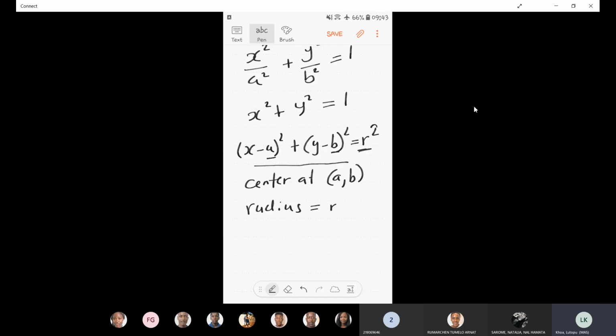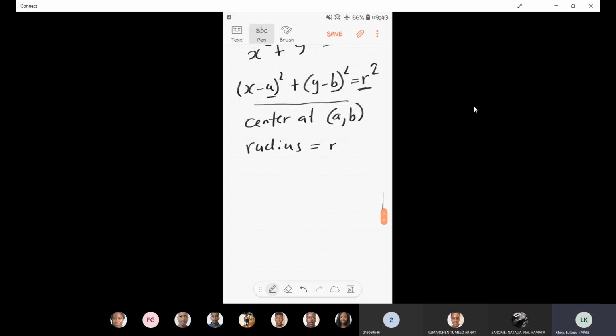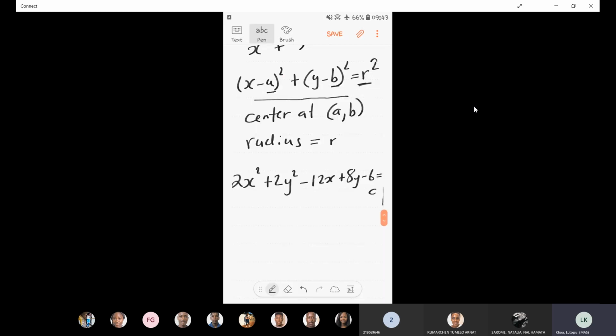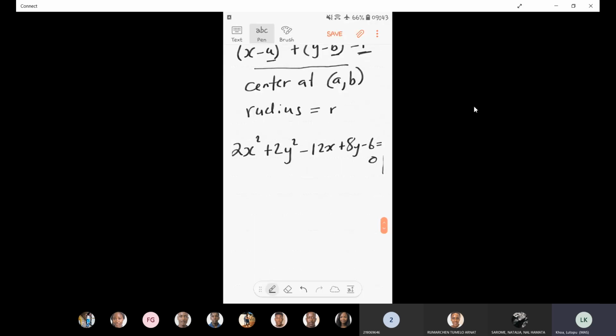Okay, look at an example. We have 2x squared plus 2y squared minus 12x plus 8y minus 6 is equal to 0. Now here, what you will have to do to write it in standard form is you must complete the square. So you're going to complete the square for x and then also complete the square for y, and then you'll have it in standard form.